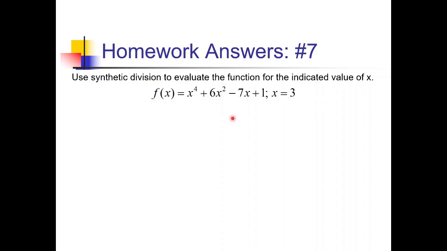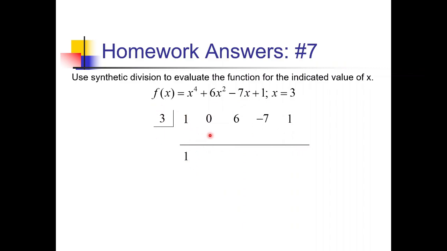On this one, we're plugging 3 into the f function using synthetic division. So let's write out our coefficients. We've got 1, and then we're missing an x cubed, so we got to be careful there. There's a placeholder 0 for that. Then we have the 6 for the x², -7, plus 1. K value of 3 over here. Let's draw our line and bring down our first coefficient of 1.